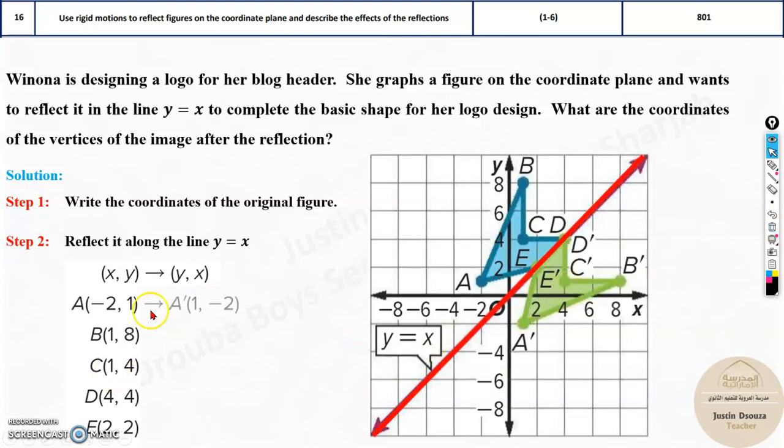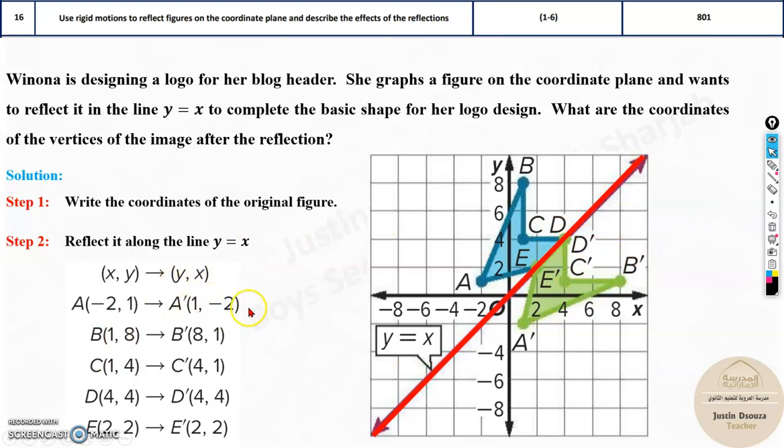Look at this figure, but look at the coordinates. Here 1 is first and -2. 8, 1, 4, 1. Here it is 4, 4, 2, 2. It's the same. It doesn't matter, because x and y are the same. So this is it. You reflect along y equals x, along this line. Make sure you swap the coordinates.